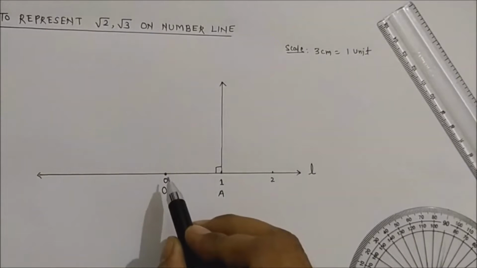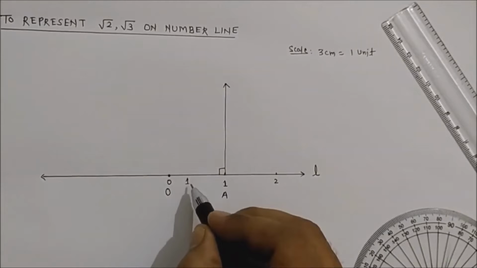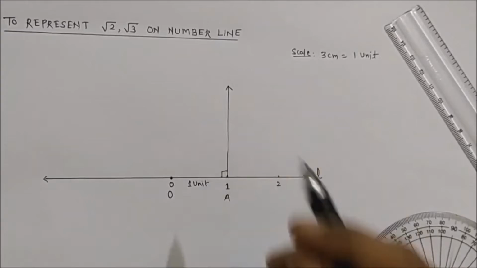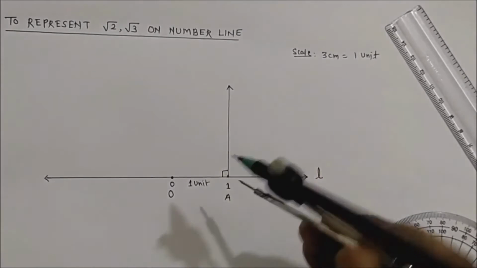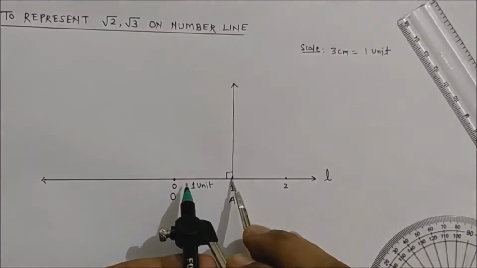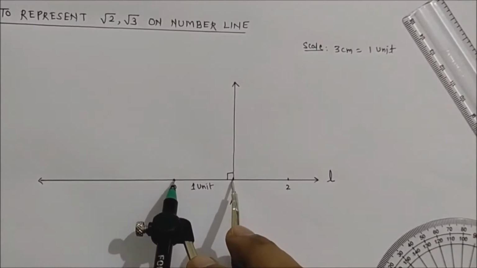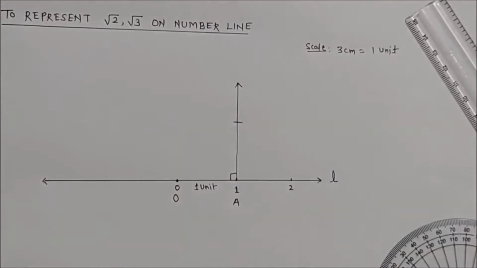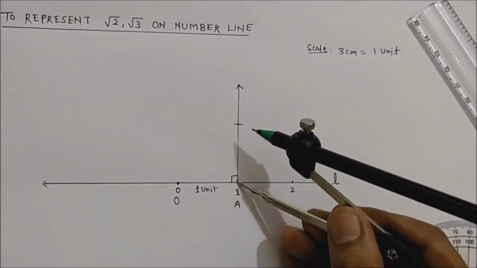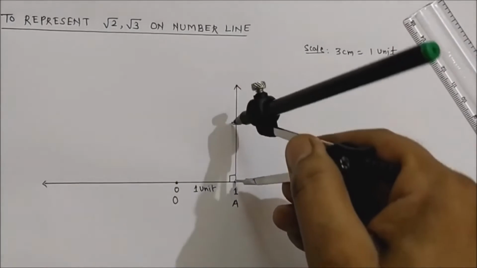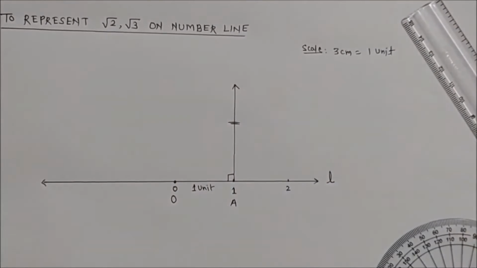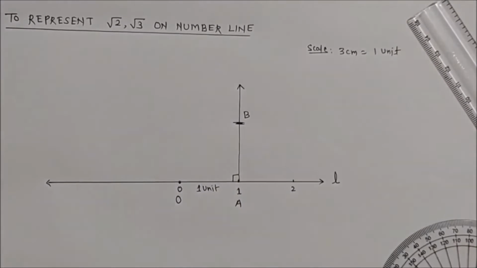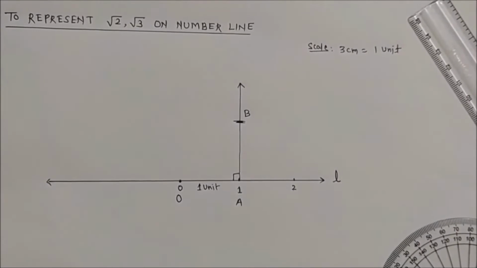Now the same distance OA, which is 1 unit, we are going to take on this perpendicular. Keep the compass on point A, take the distance of 1 unit, which is 3 centimeter, and cut an arc here. I repeat once again, keep the compass on point A, take this distance and cut an arc. Now name this point as point B.